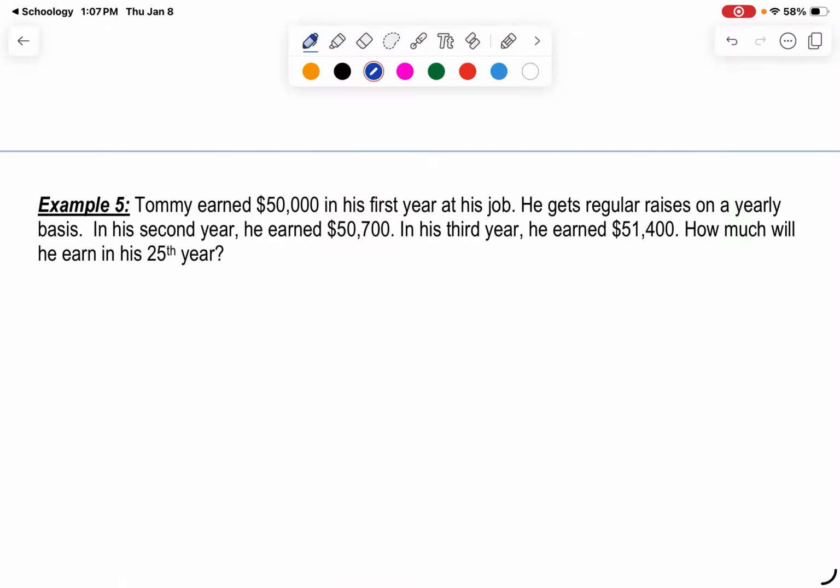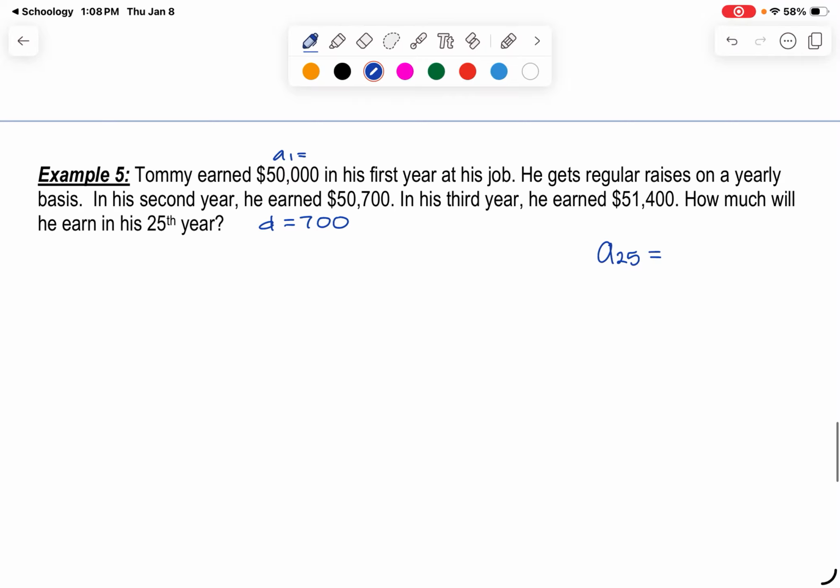Okay, so when we plug in 25 into our rule, what do we get? So we need to write a rule. In order to write a rule, we have to make sure it's arithmetic, which it is. It's plus 700, plus 700. Then we need our difference, which is plus 700. We need our first term, which is 50,000. So let's go ahead and write a rule. A sub n is equal to a sub 1, which is 50,000, plus n minus 1 times 700.